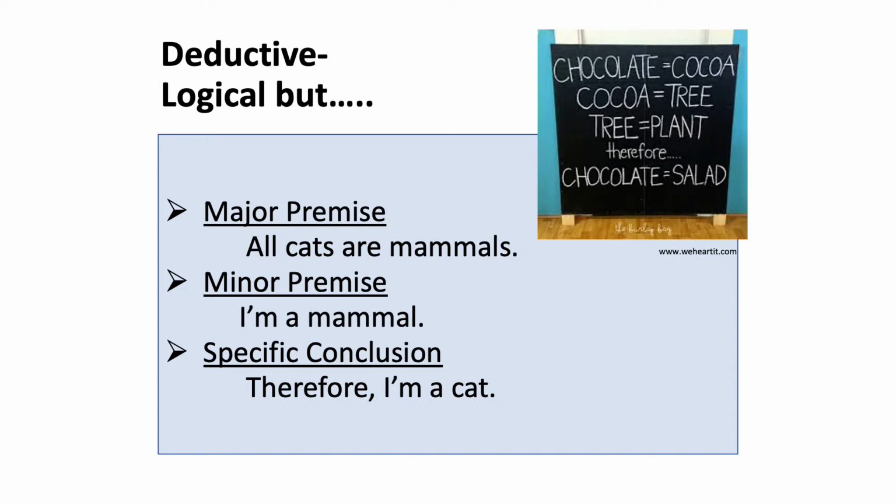Here's an example of deductive reasoning, but it's wrong. It's not true. Major premise: all cats are mammals. Minor premise: I am a mammal. Specific conclusion: therefore I am a cat. I am not a cat. Clearly, it is deductive reasoning and it's logical, but it's not true.